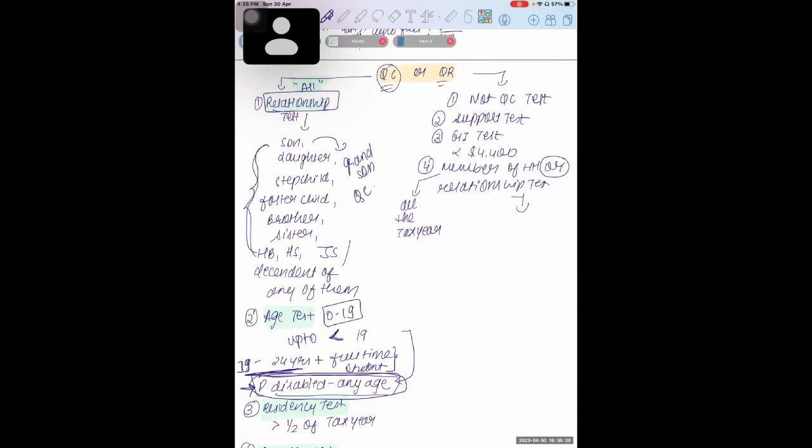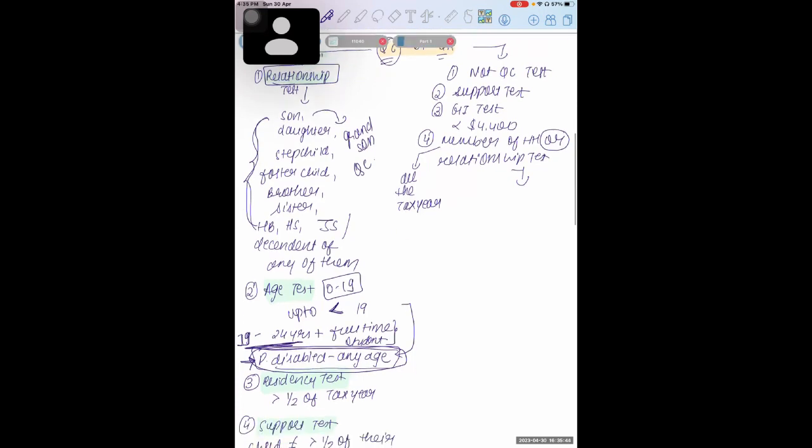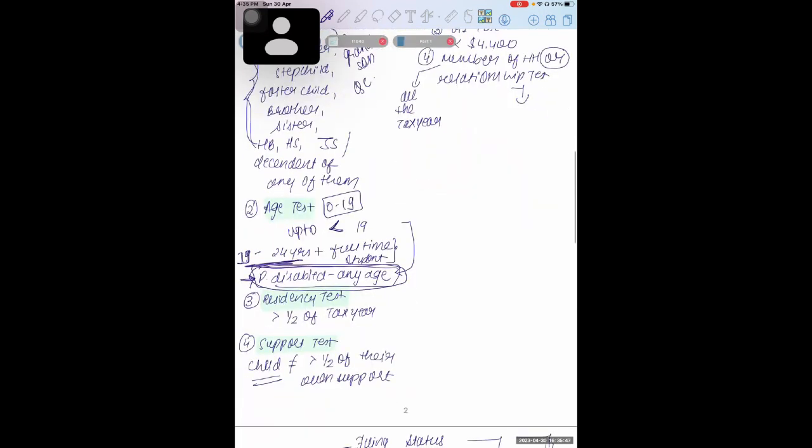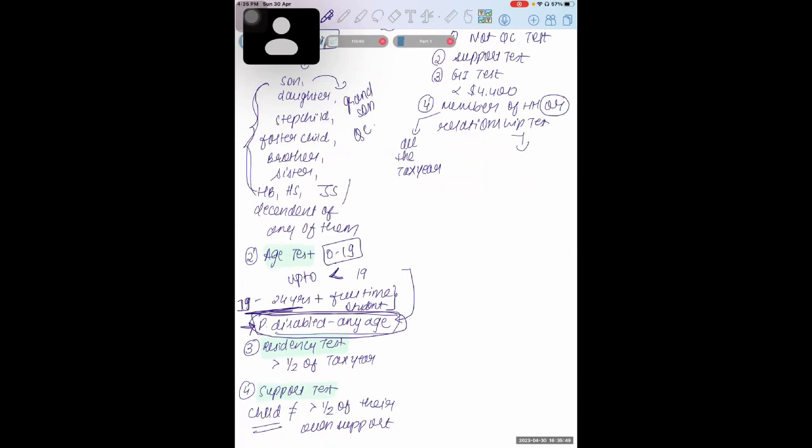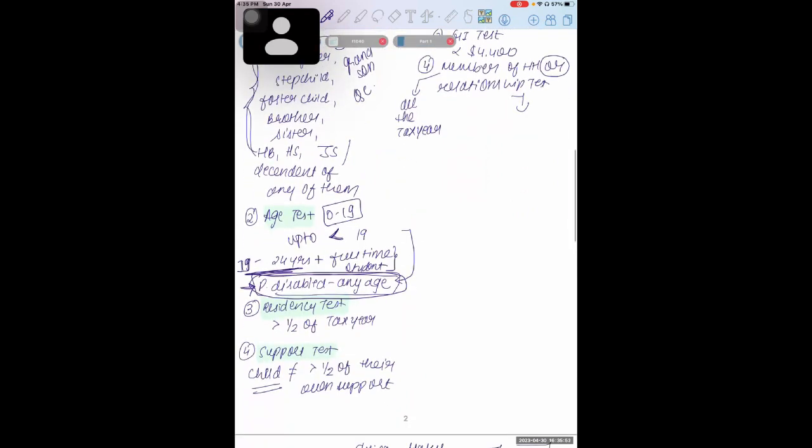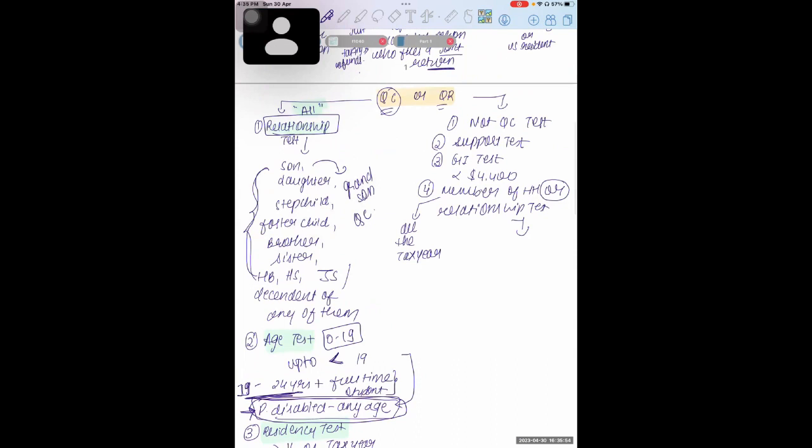Okay, let's move to the qualifying relative. Qualifying relative applies if a person is not fulfilling all 4 conditions. Like right now someone asked me about a person who is a criminal and has not lived with the taxpayer. He cannot be a qualifying child, but he can be a qualifying relative. Again, here all the conditions should be met. A qualifying relative should not be a qualifying child. If he fails the qualifying child test, we can move forward to the qualifying relative test.